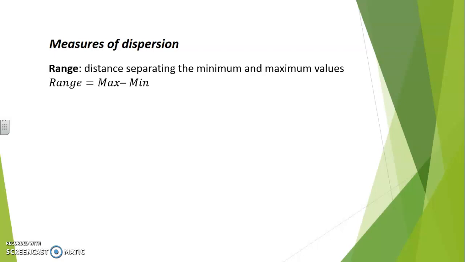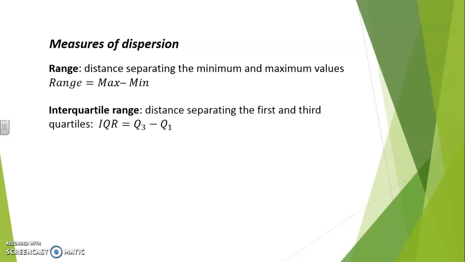There's the range, first of all, which is the distance that separates the minimum and maximum values. So the range is simply the difference between the position of the max relative to the mean. The interquartile range is a measure of dispersion. It calculates the distance that separates the first and the third quartiles. So it's the distance between Q3 and Q1, which you would have seen in the measures of position video.